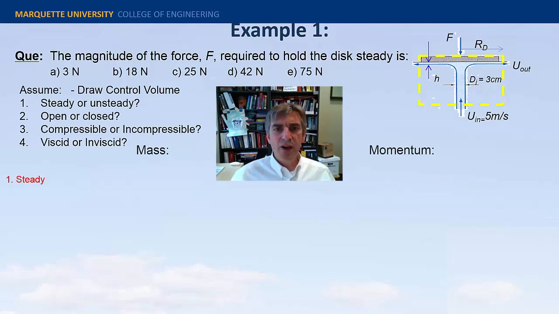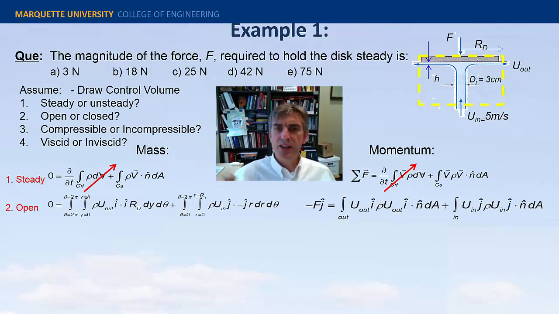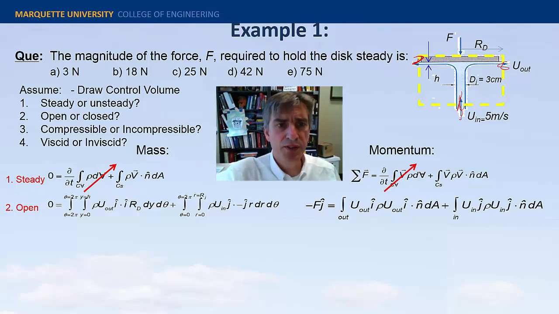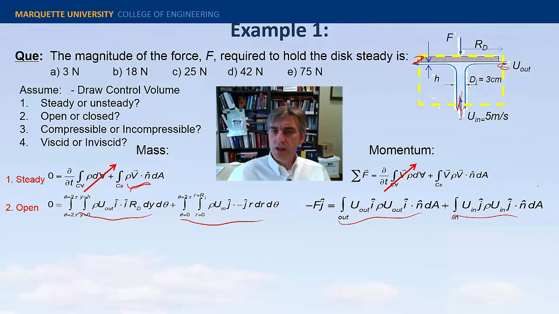Here are our assumptions and how these assumptions will simplify our governing equations. If we assume that it's steady, away go the unsteady terms. If I assume that it's an open system, I can see that mass is fluxing in here and here and here. So it's an open system with two flux surfaces, so I repeat this mass integral twice, once for the out and once for the in, and again I've got the two momentum integrals for the flux surface out and in. And then I've also put on the applied force.